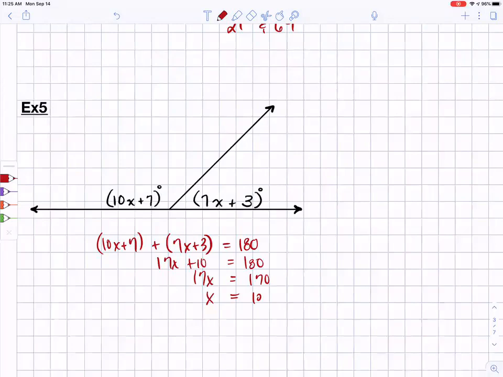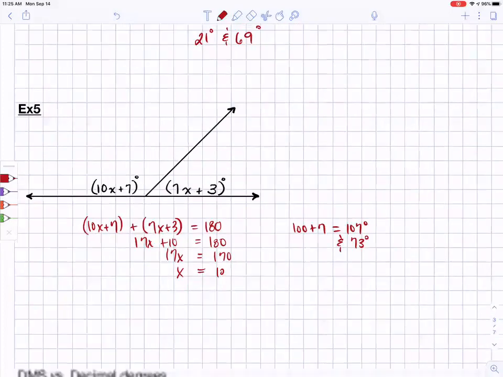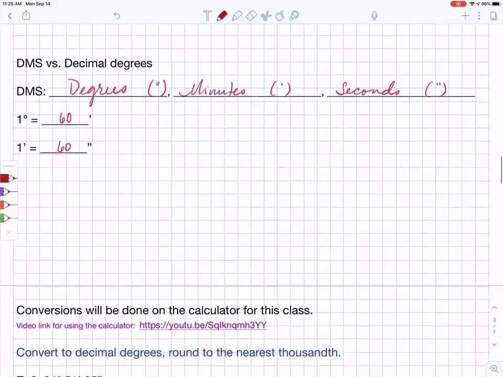All right, did you get an X value of 10? Okay, but that doesn't give you your angles. So I'm going to plug mine into the first one because that'll give me 100 plus 7, which is 107 degrees. And so the second one is what? 73. All right, no big deal there. Okay, so you're going to need your calculators out, so go ahead and pull those out.